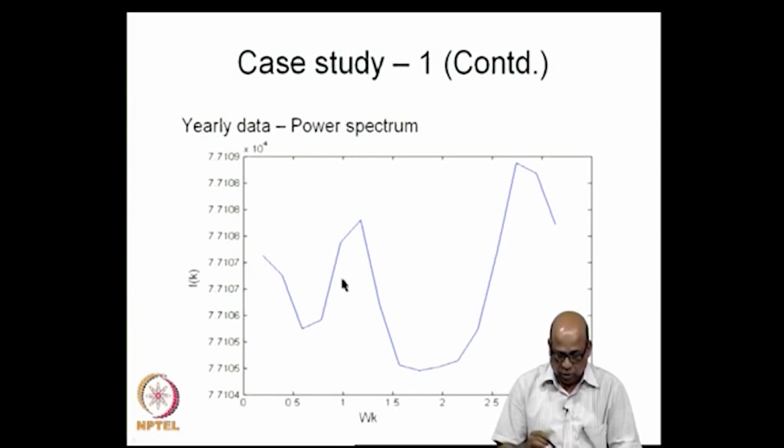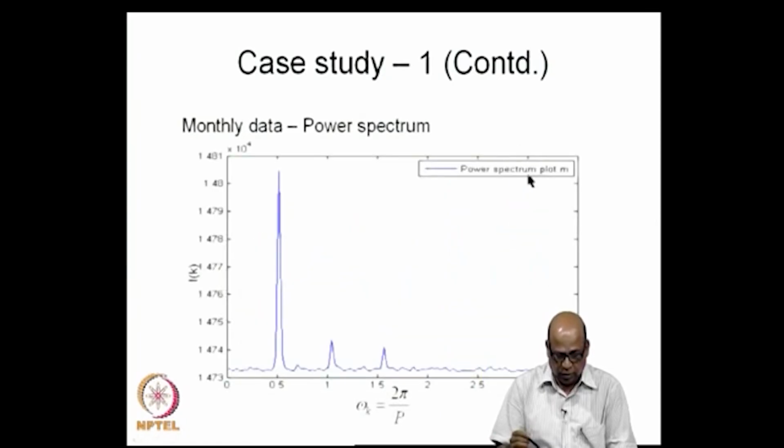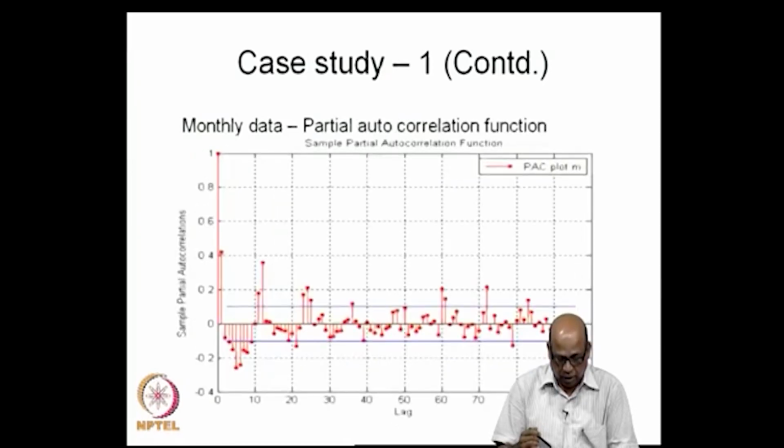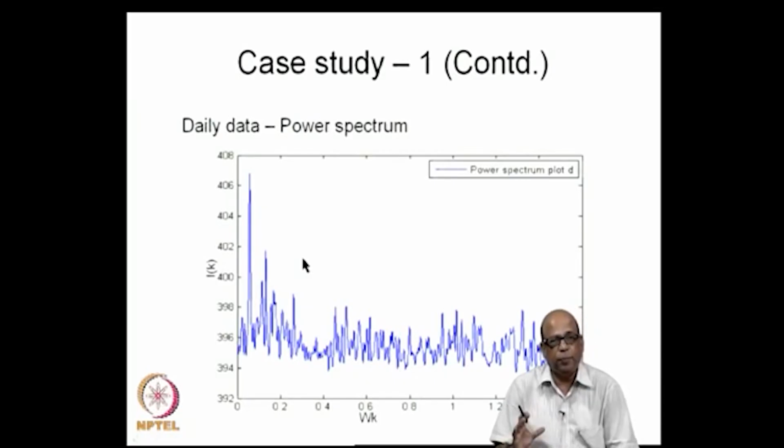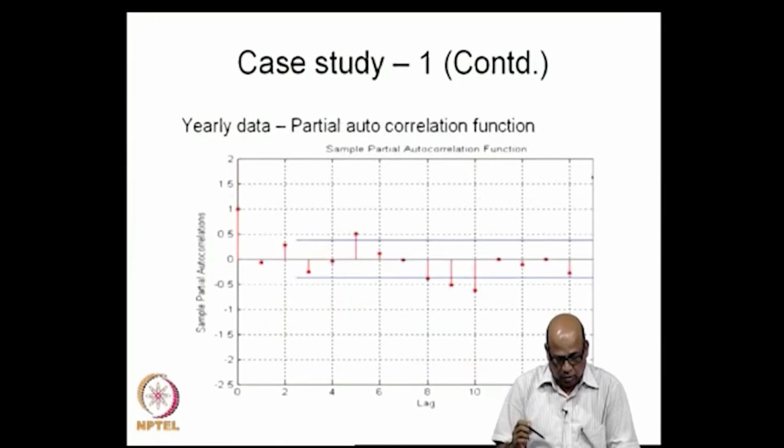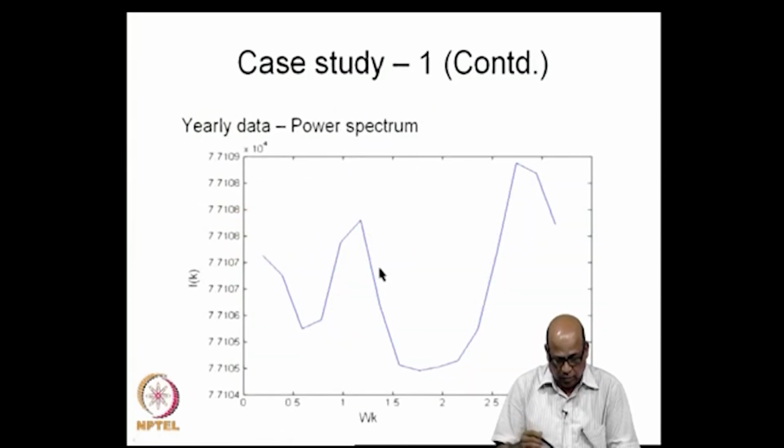Now look at the power spectrum. This is for the annual data; compare this with what we had for the monthly data. Monthly data showed definite periodicities present in the data, and the daily data power spectrum more or less behaves like it is for white noise. Now, here there are some lower frequencies and some higher frequencies that are dominant. So, you cannot say much about the time series from the power spectrum alone.